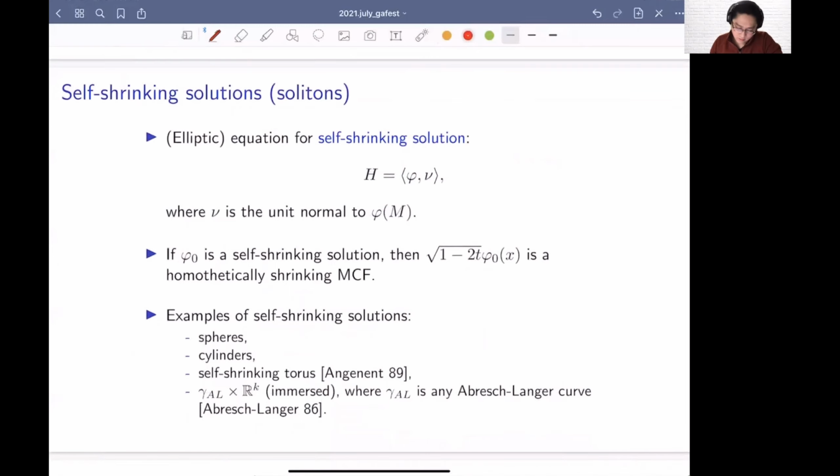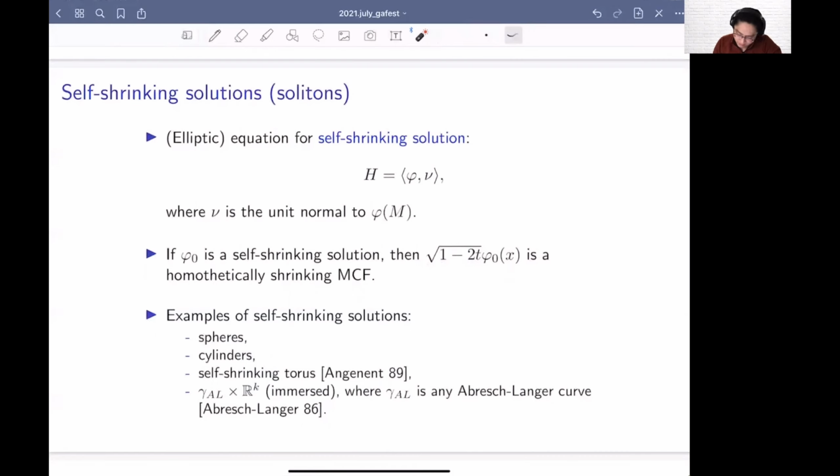The first is the so-called self-shrinking solution. So what are they? Well, suppose we have a hypersurface satisfying the following elliptic PDE, then we can actually use it to construct a solution to the mean curvature flow. What do we do? We just rescale it by this time factor, and we end up getting a homothetically shrinking solution to the mean curvature flow.